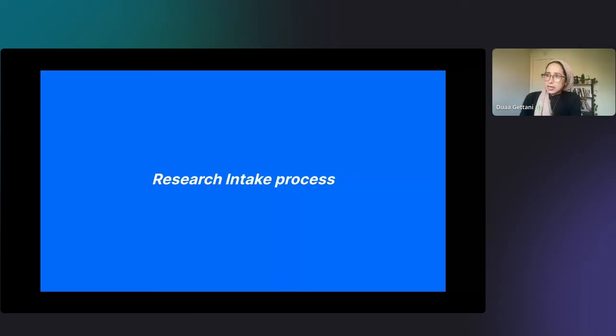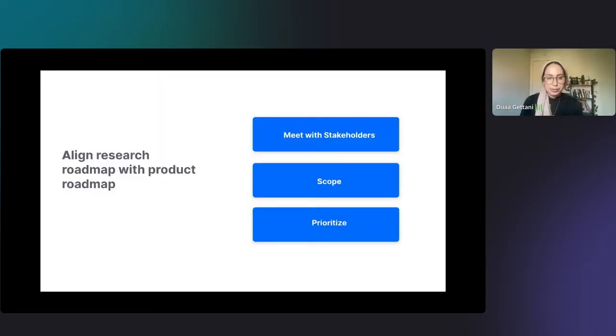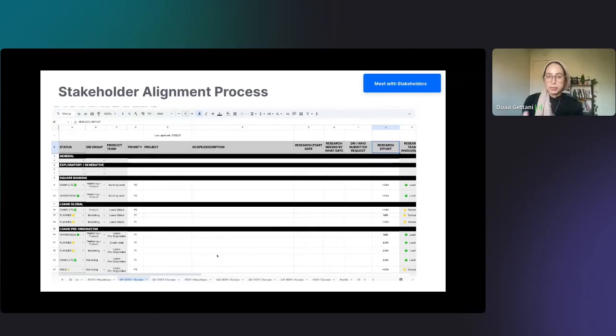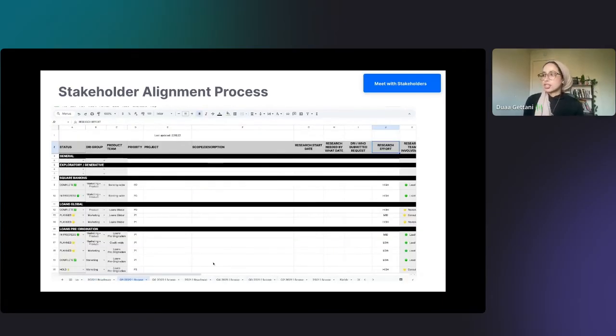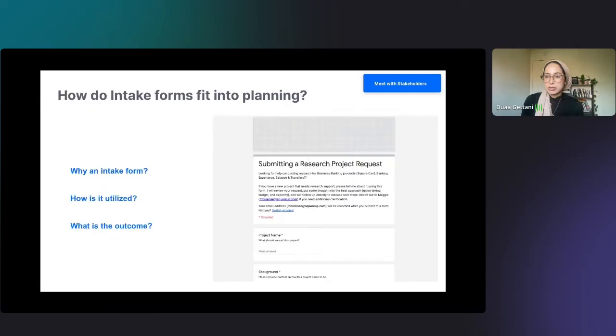What we do, at least with Square, is align the research roadmap with the product roadmap. This is yearly, quarterly. It's not one size fits all. It will depend on what stage of the product you're in. With the stakeholder alignment process, we meet with stakeholders, we ask about various aspects associated with their wants, and we align on timelines and priorities in a general way, and we input that into a roadmap that can be referenced by all stakeholders.